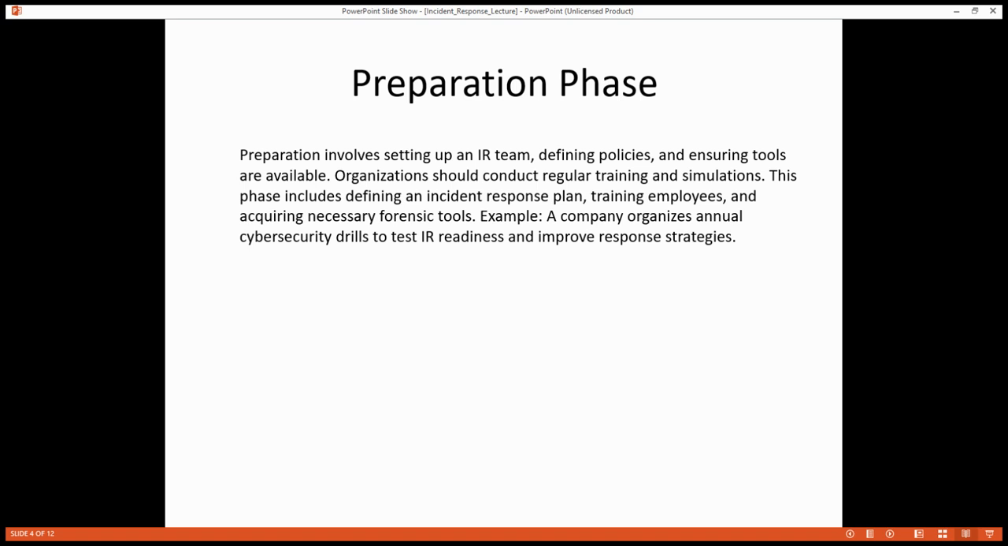Preparation phase. Preparation involves setting up an IR team, defining policies, and ensuring tools are available. Organizations should conduct regular training and simulations. This phase includes defining an incident response plan, training employees, and acquiring necessary forensic tools. Example: a company organizes annual cybersecurity drills to test IR readiness and improve response strategies.